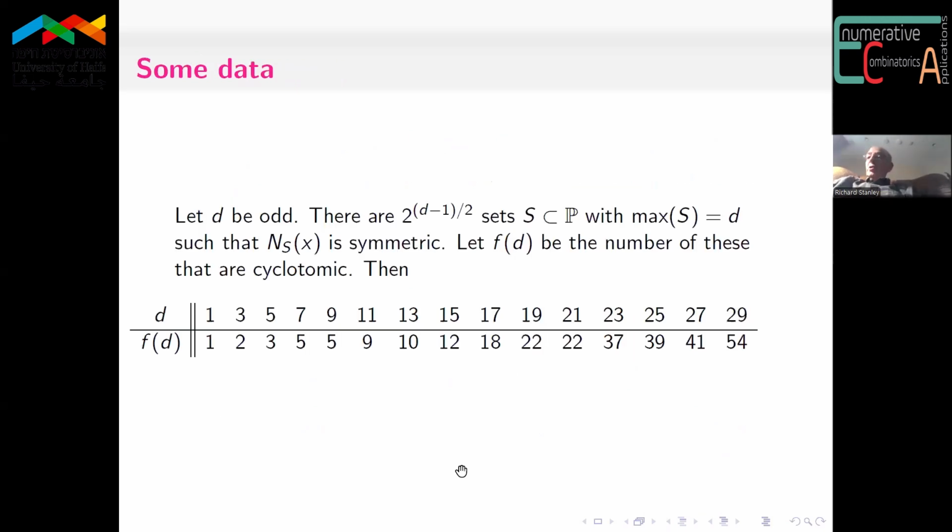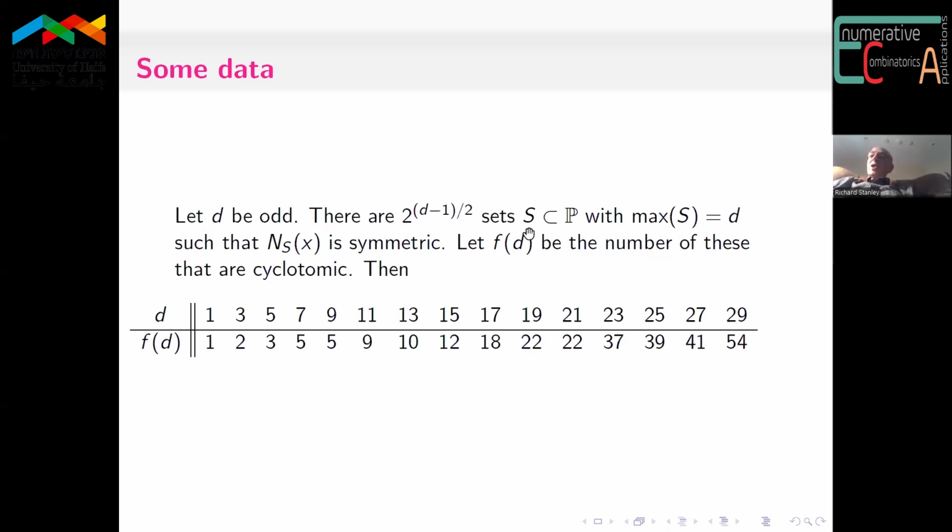So here's a little table showing how many cyclotomic polynomials there are for a given value of the maximum element of S. In other words, S has (d+1)/2 elements. Remember, d has to be odd, so here are all the odd numbers from 1 to 29, and the corresponding number of cyclotomic sets. Not so large. Maybe this is growing a little bit more than linear, maybe like d log d.